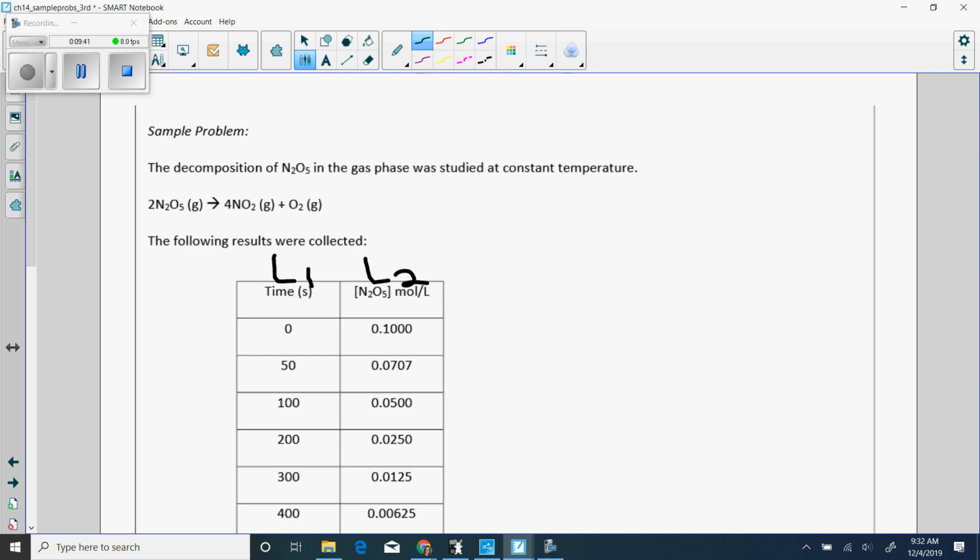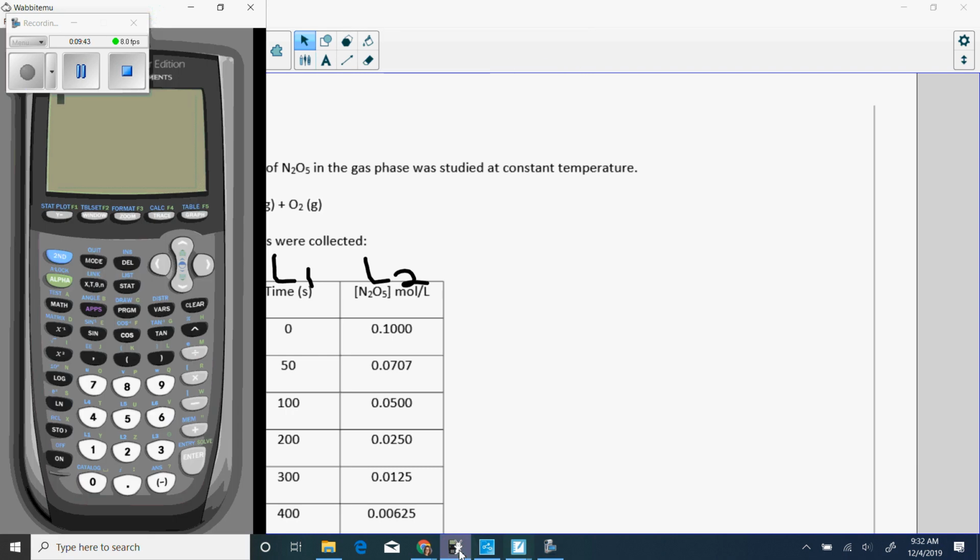The way you start to plot is you go into stat, and then you hit edit. This is where you're checking in with your battle buddies. Did you find stat? Did you find edit? You should have lists across the top. Go ahead, plug in 0 through 400. Put your list 1 in, your list 2 in.